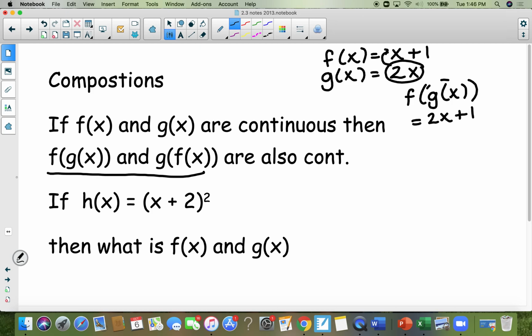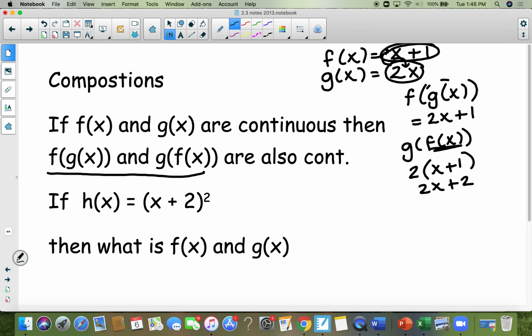We could go the other way and do g of f of x. That means all of this, f of x, has to be put in for this x in g of x, which gives you 2 parentheses x plus 1, which gives you 2x plus 2. Two different answers. One is f of g of x and g of f of x. Do you guys remember doing compositions in algebra? Okay, this totally makes sense then.